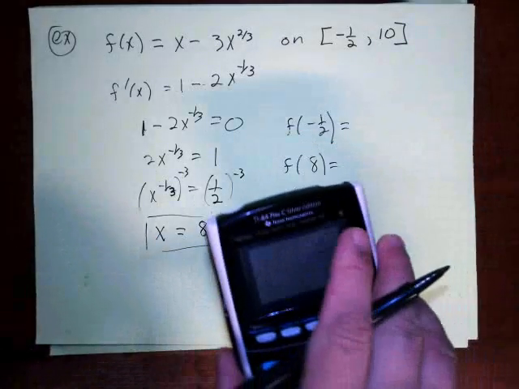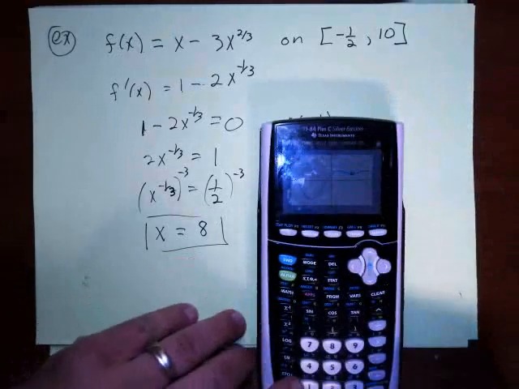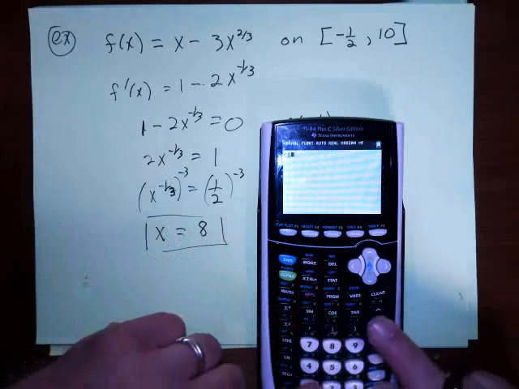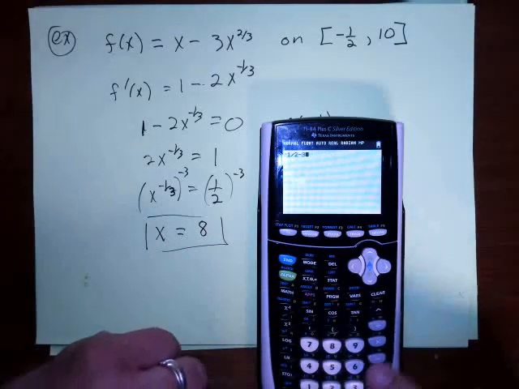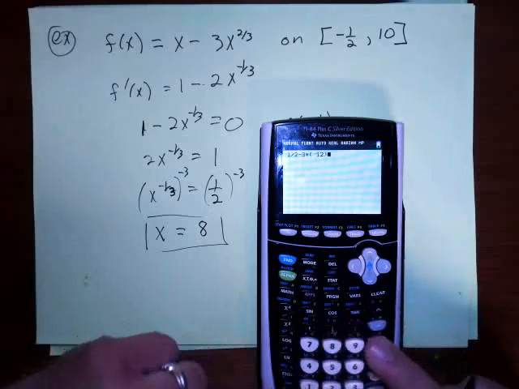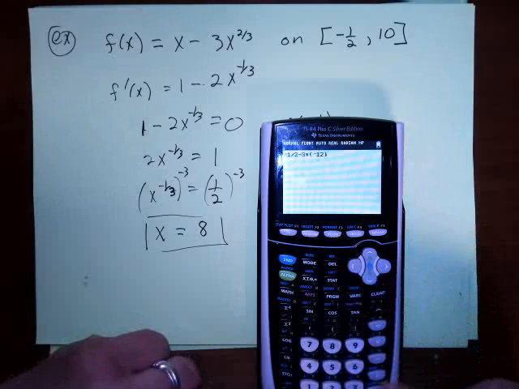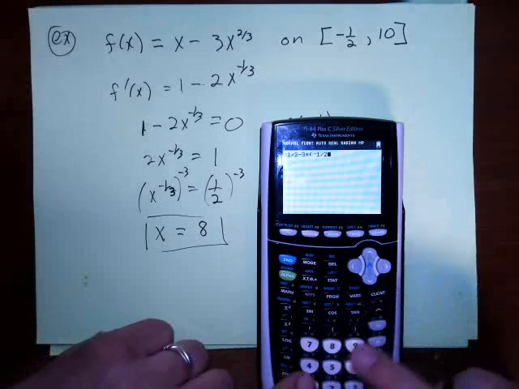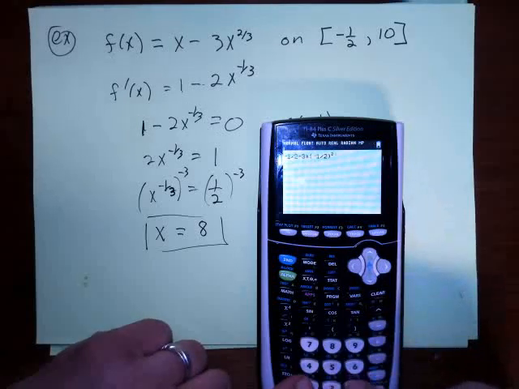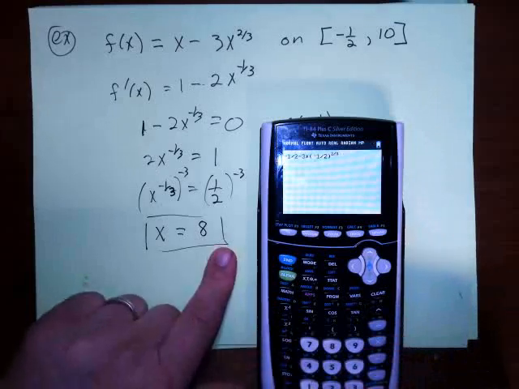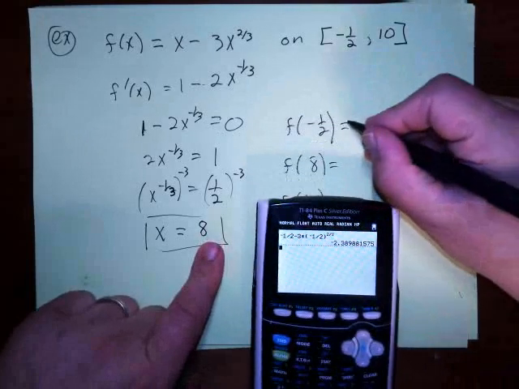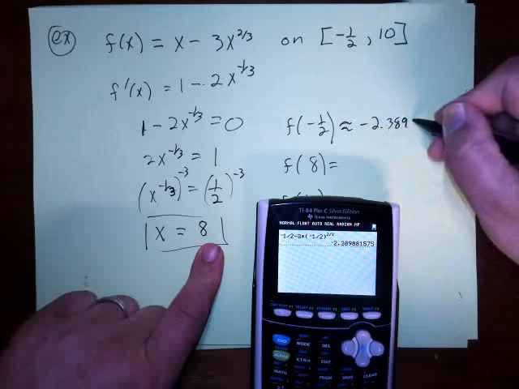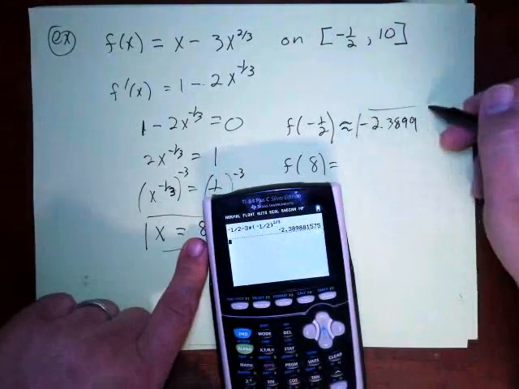And so let's see what we get when we do that. So for negative 1/2, so negative 1/2 minus 3 times negative 1/2 to the 2/3. And I get approximately negative 2.3899 or so, rounded to 4 decimal places.